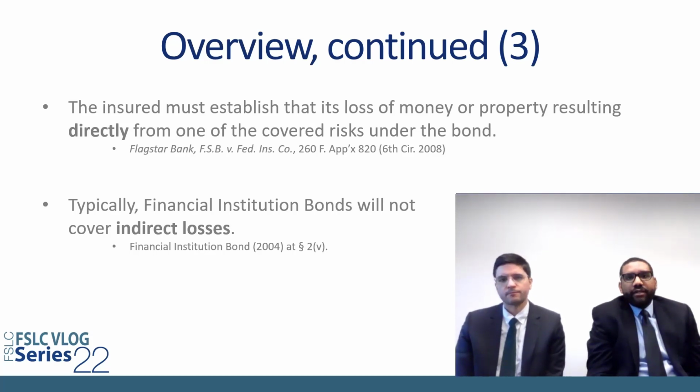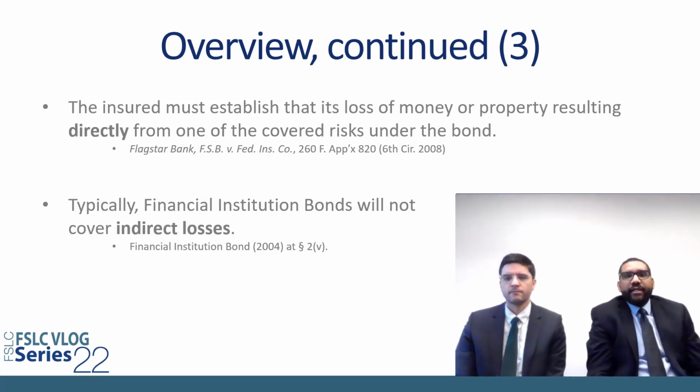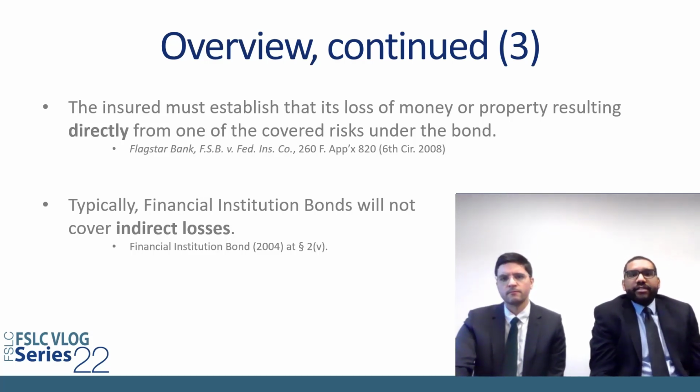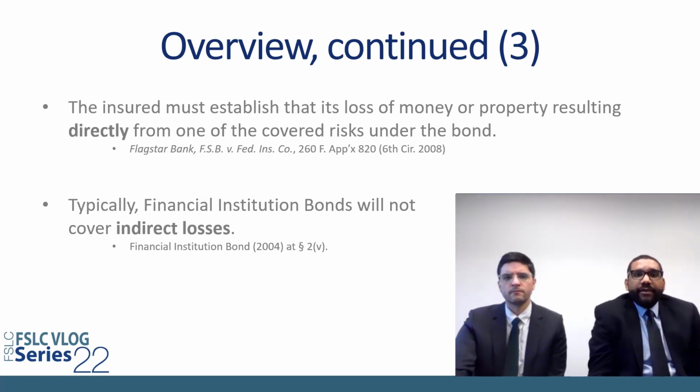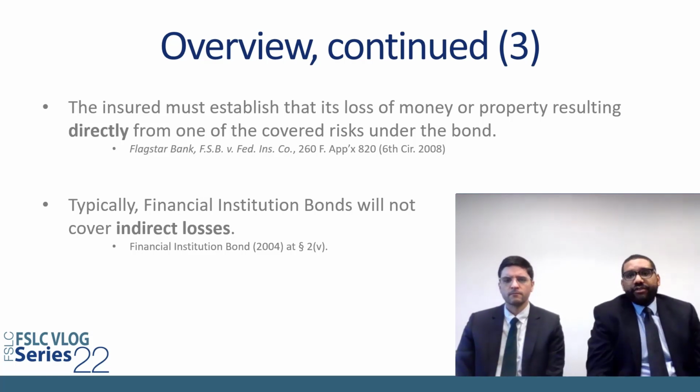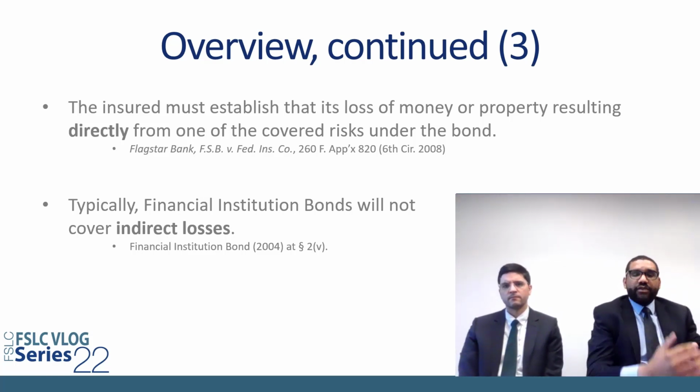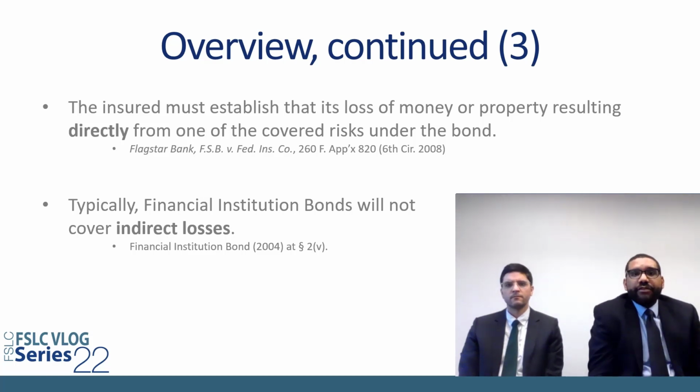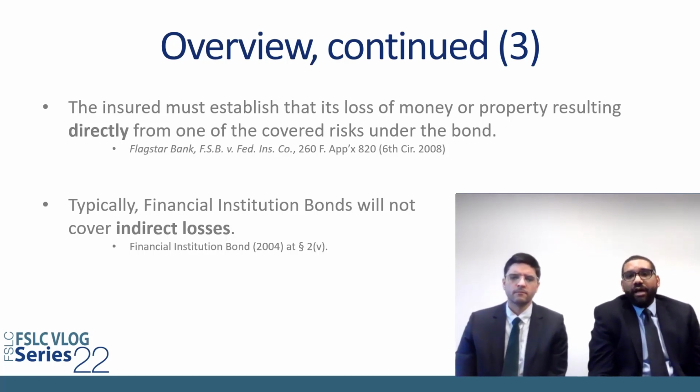So we have some things to look out for on a very basic level. The Sixth Circuit tells us that when making a claim against a bond, you must establish that the loss of the money or property actually resulted directly from one of the covered risks. And when we talk about covered risks, these are things that are in every bond that you would need to read and see what your bond actually covers. And it's very important to read that. So the insured must establish that the loss is direct, and also typically financial institution bonds will not cover indirect losses.